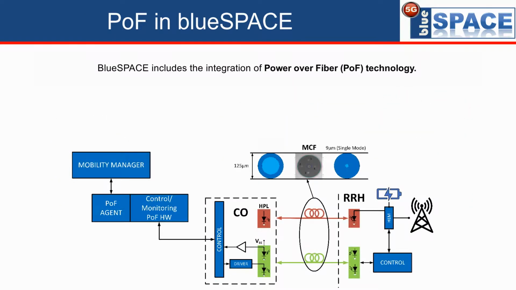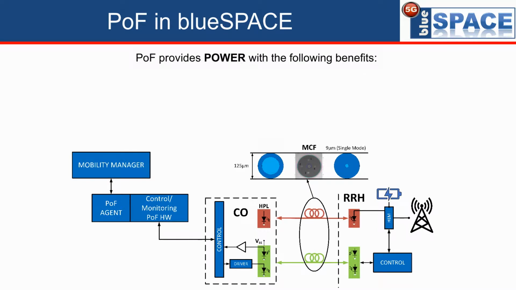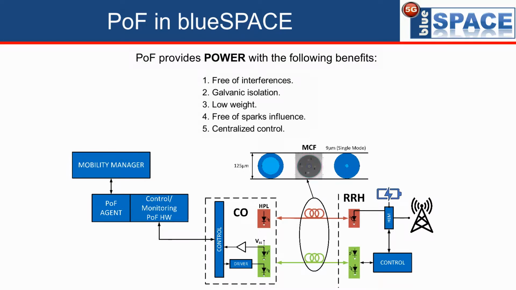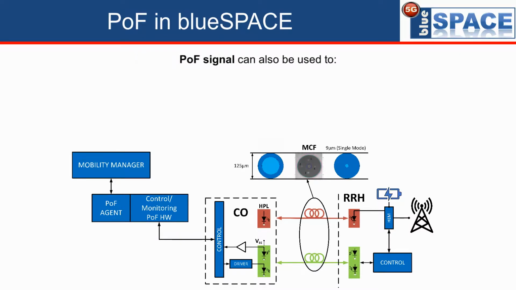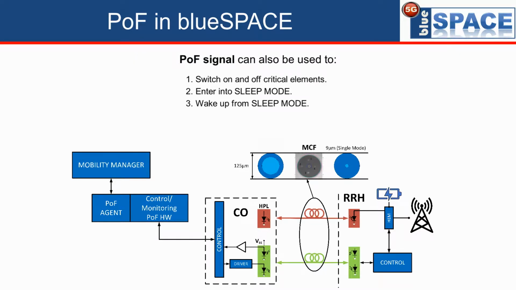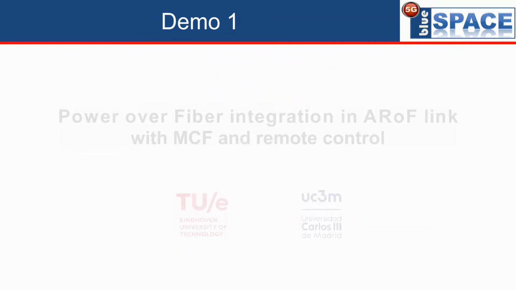blueSPACE includes the integration of power over fiber technology. Power over fiber provides power with the following benefits: free of interferences, galvanic isolation, low weight, free of sparks influence, and centralized control. Power over fiber signal can also be used to switch on and off critical elements, enter into sleep mode, or wake up from sleep mode.